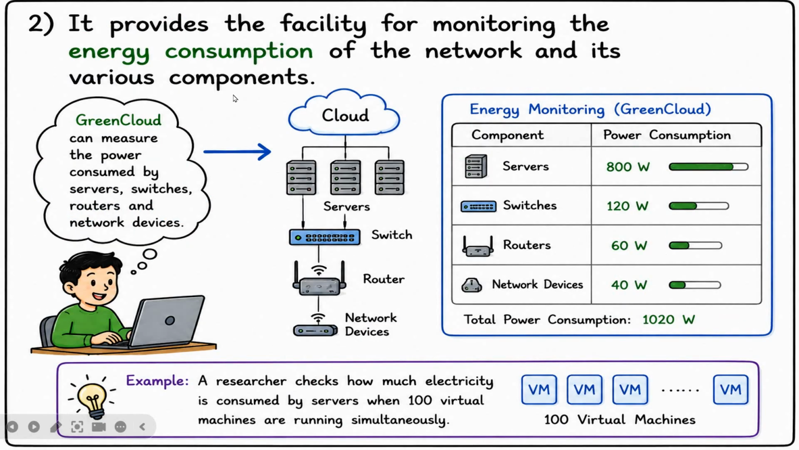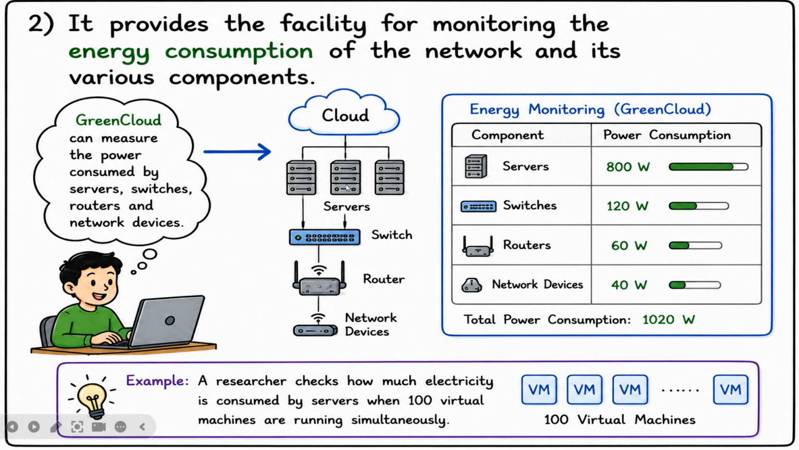Next is energy consumption. So here the GreenCloud provides a facility for monitoring the energy consumption of the network and its various components. So it is a cloud simulator which is used to measure how much electrical power is consumed by devices in a cloud data center during the cloud operations.